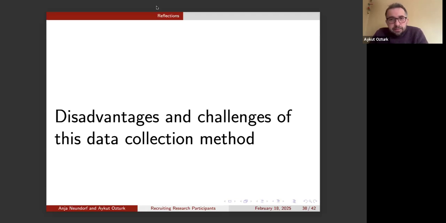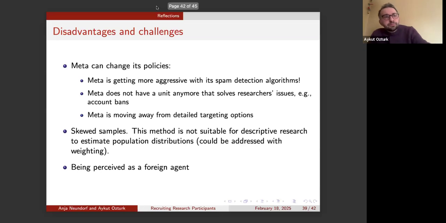So finally, let's talk about disadvantages and challenges of this data collection method. As I have mentioned in the very beginning of this presentation, a couple years ago, when we first started talking about this method, we would just say, well, this is great because you can just set up your advertisements today and start running advertisements tomorrow in any part of the world. Now, this is no more the case.